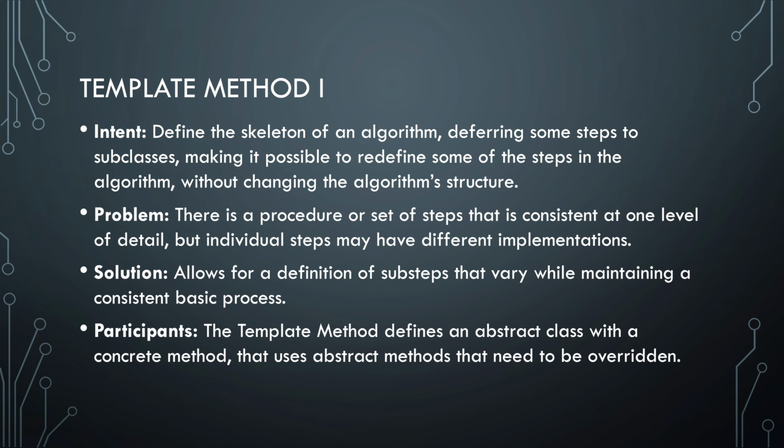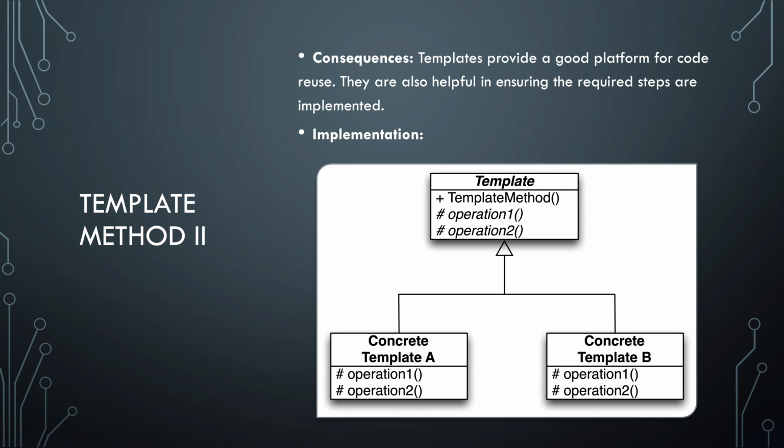Here's an overview of the template method from the Gang of Four book. The template method allows for different definitions of the substeps of an algorithm. The algorithm itself is defined as a method in an abstract class. The substeps are abstract methods and are implemented in subclasses. And here you have the generic UML structure of this pattern.